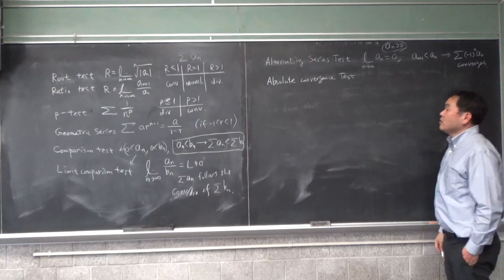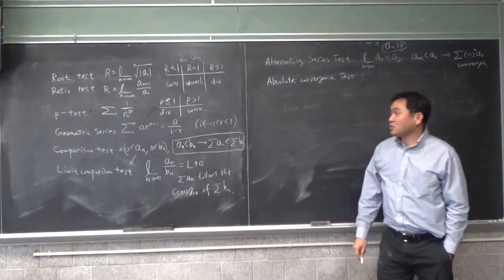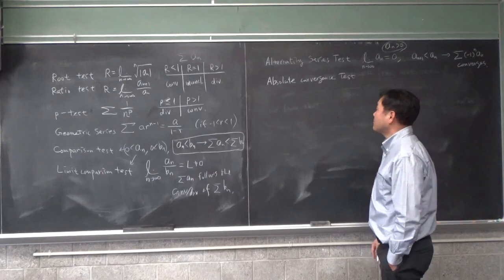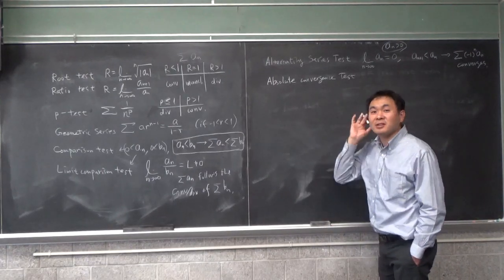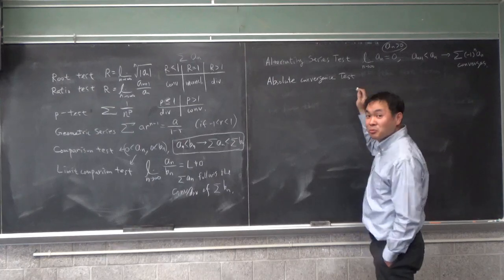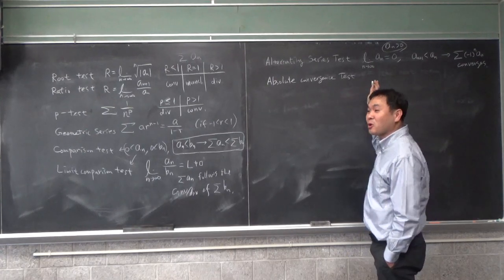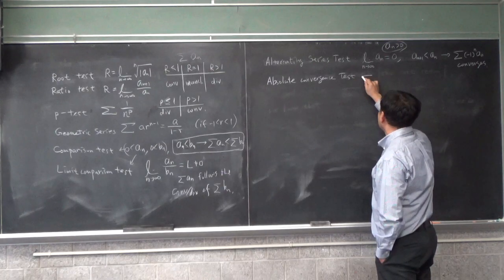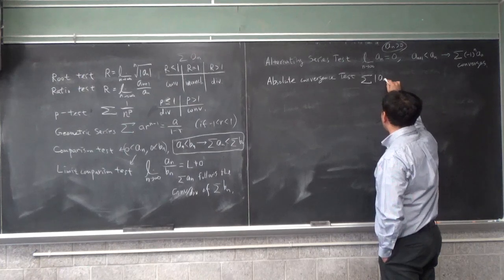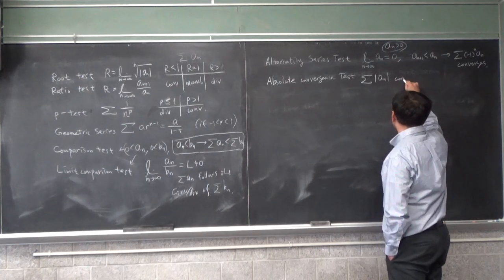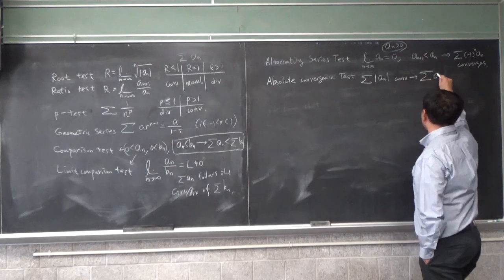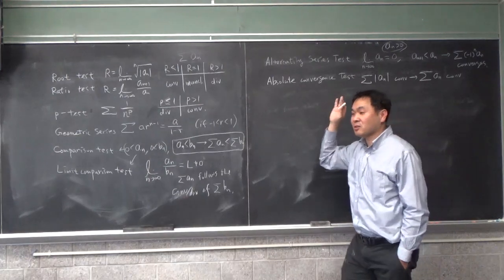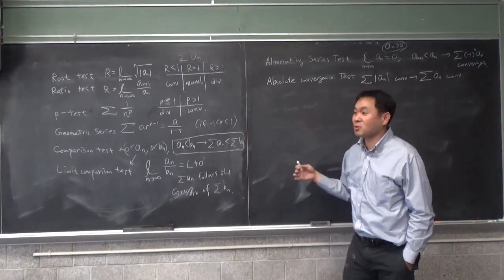Okay. Who can tell me what the absolute convergence test is? If the absolute value converges, then the one without the absolute value converges as well. So the absolute convergence test says that if the summation of the absolute value of a_n converges, then the summation of a_n converges as well. And we did talk about conditionally convergent and absolutely convergent.